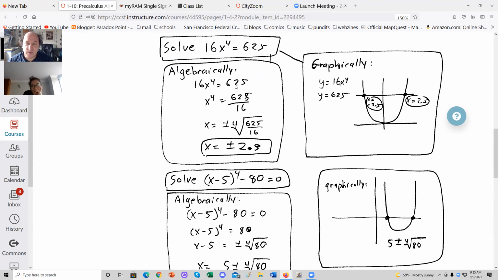Algebra will give you a more precise answer. 16x to the 4th equals 625, x to the 4th equals 625 over 16, x equals plus or minus the 4th root of 625 over 16, which is plus or minus 2.5. That's a more exact answer.